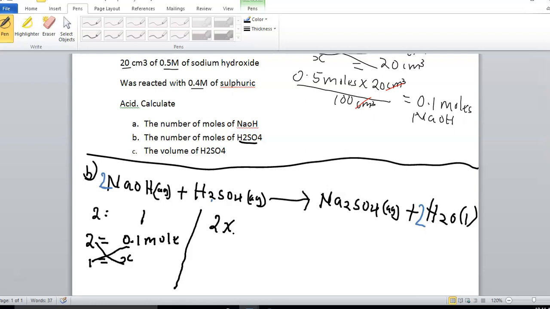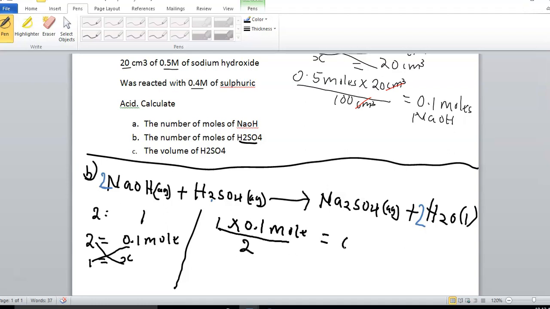2 times 0.1 mole all over, sorry, I have made a mistake here. Let me confirm that mistake. Instead of multiplying this one, we need to do this. 1 can be multiplied by 0.1. Yes, cross multiplication. 1 times 0.1 mole all over, anything that we multiply by x will go down, divided by 2.